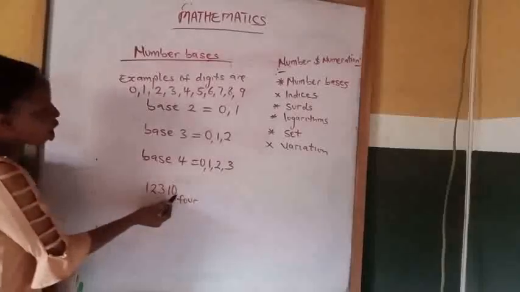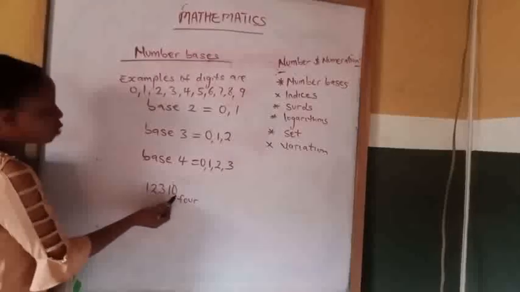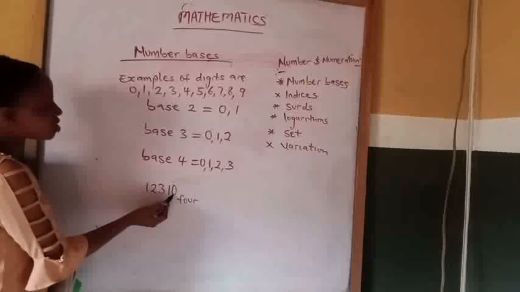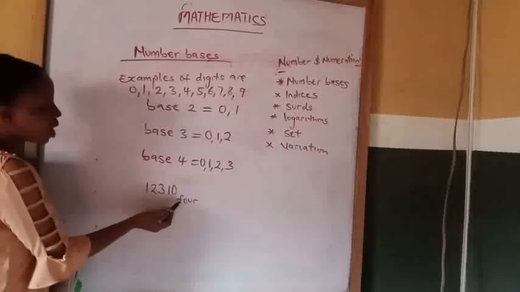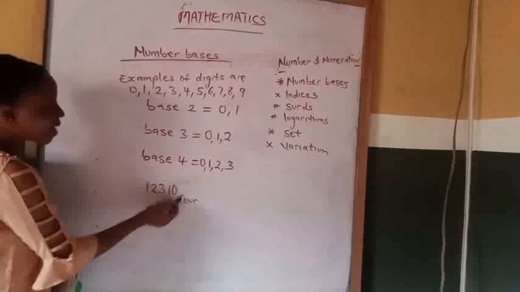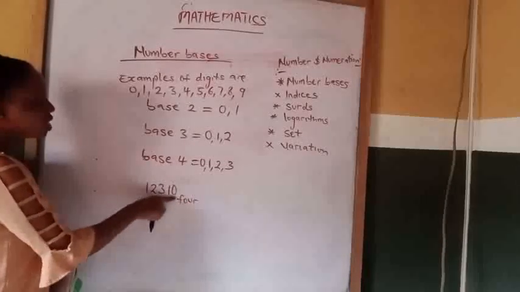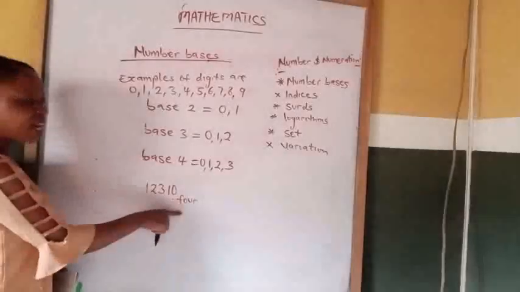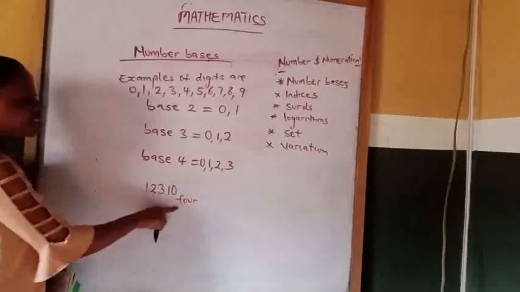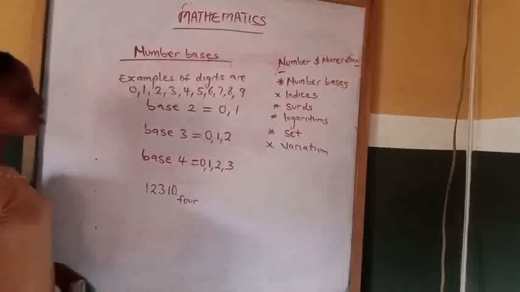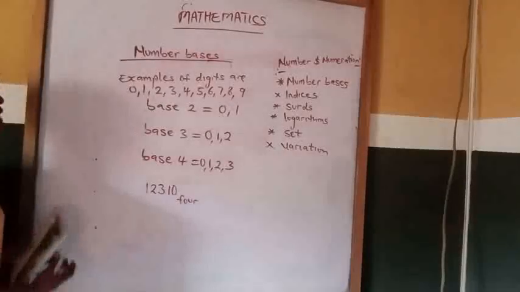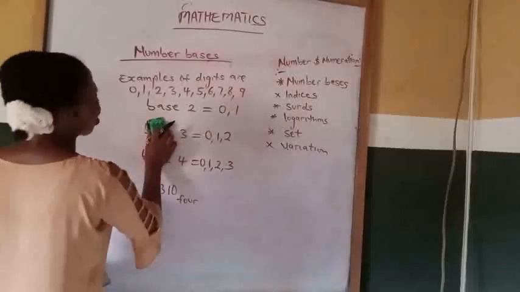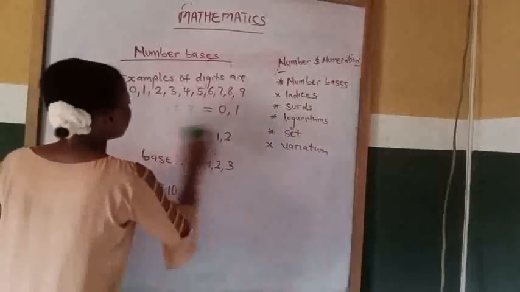So you will notice that all the digits that we have here are not equal to 4, neither greater than 4. So the numbers here must not be equal to the base, neither be greater than the what? The base number. Neither be greater than the base number.